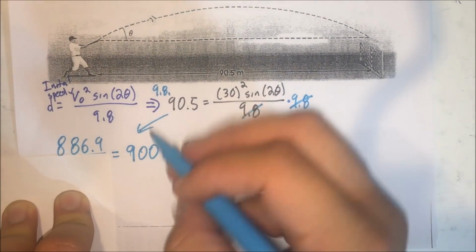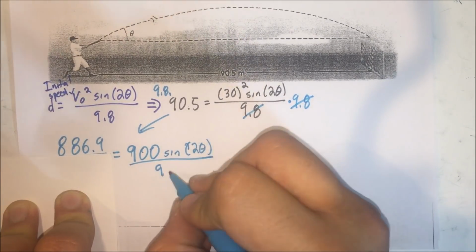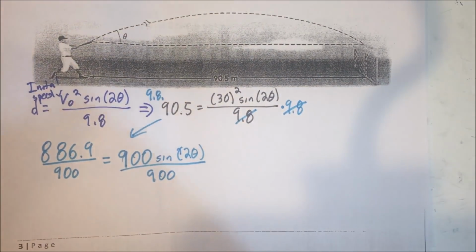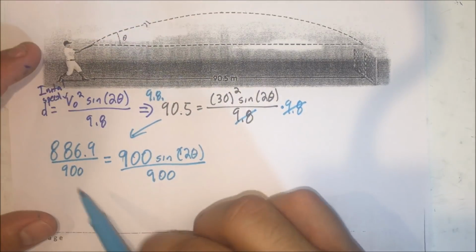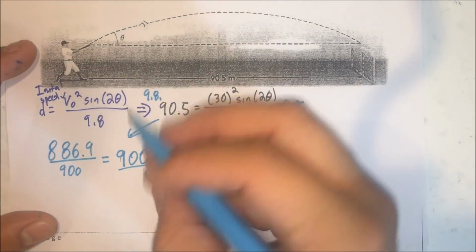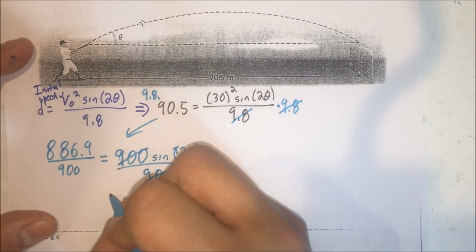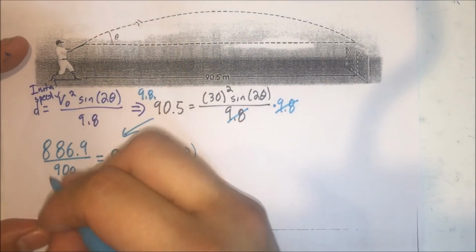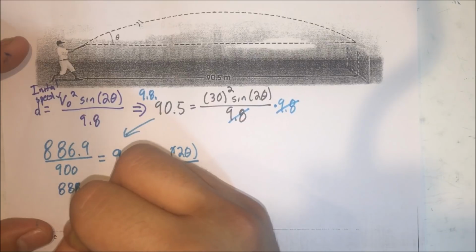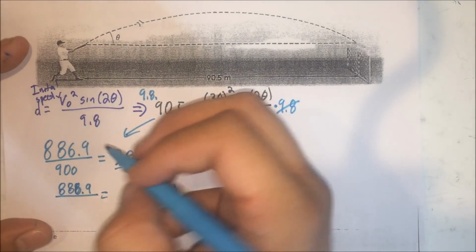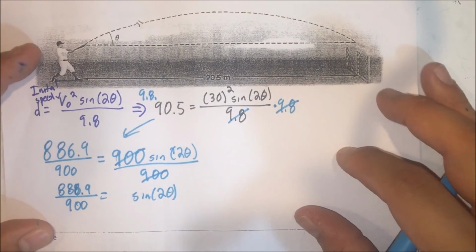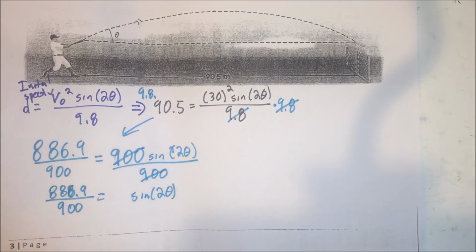So what I'm going to do here is divide by 900 to get the sine by itself. You'll notice I already did that here, because in an earlier take I did the dividing by 900 too early, so that kind of saves it. Little editing trick. So here I put sine of 2 theta, and on the left side I'm left with 886.9 divided by 900. Again, that's 886.9. Let me fix that.